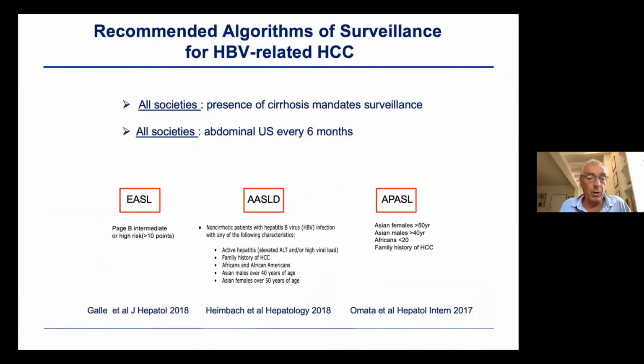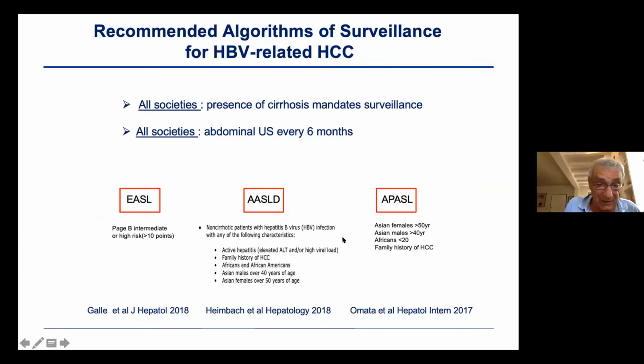At that point, with this short analysis of the state of the art, we can better understand how the liver societies have incorporated the risk stratification score in their recommendations algorithm for surveillance of patients with chronic hepatitis B. No question that all societies tell us that the presence of cirrhosis mandates surveillance. Second, all societies mandate screening with abdominal ultrasound every 6 months.